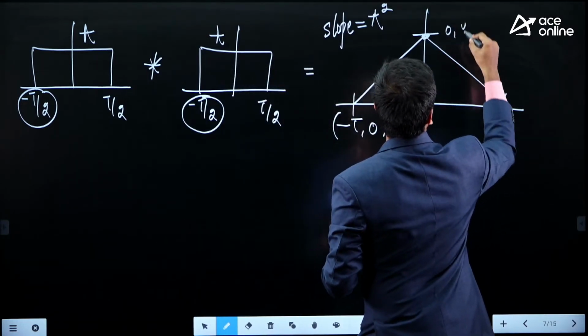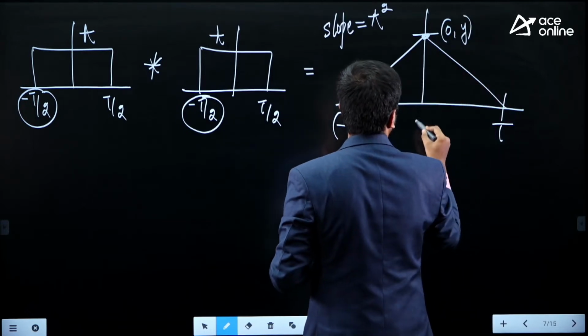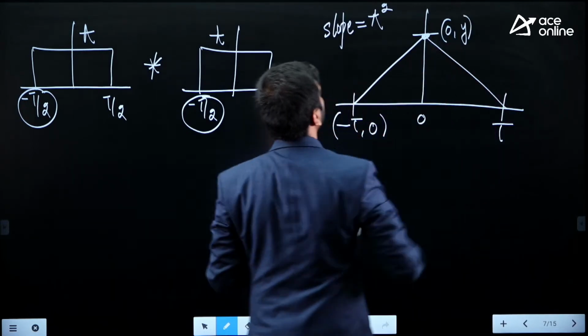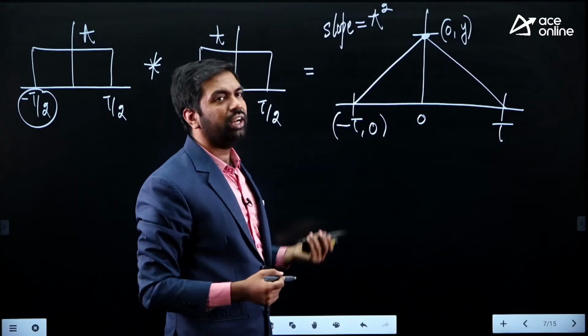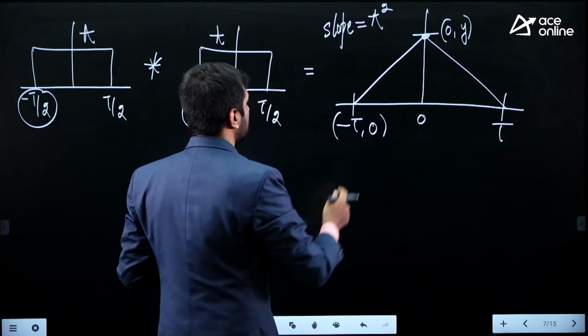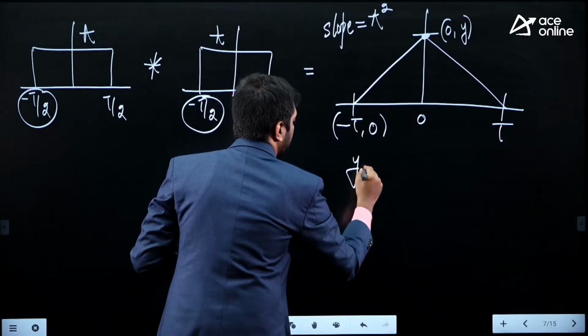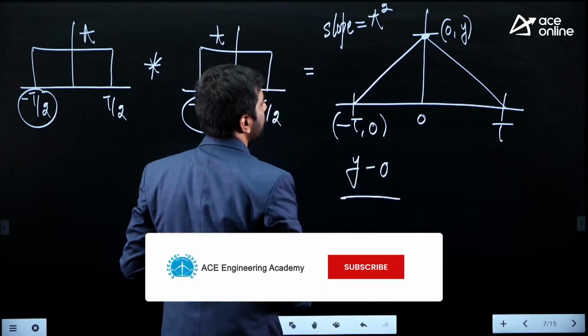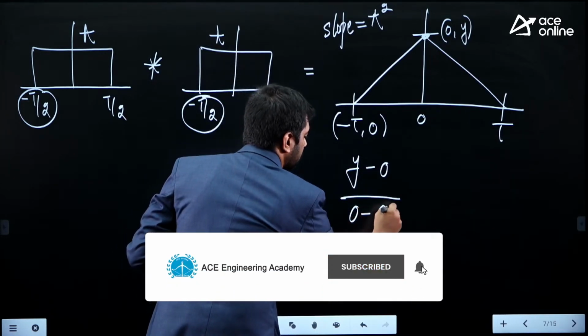This is (0, y), because this is the origin. Okay, so this is (0, y). You have 2 points in front of you. You have the slope. So what's the slope? Change in y, that is y minus 0, by change in x, that is 0 minus (-T).